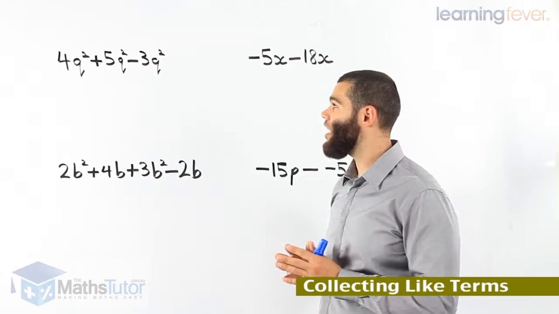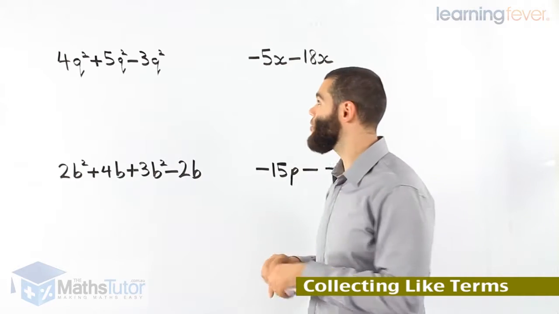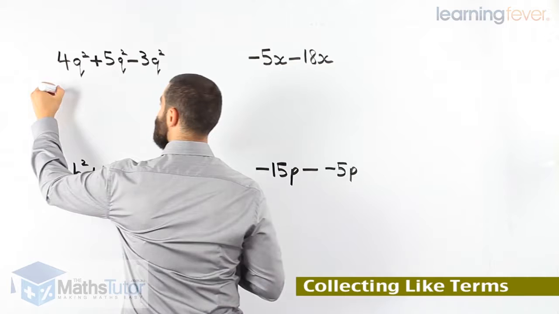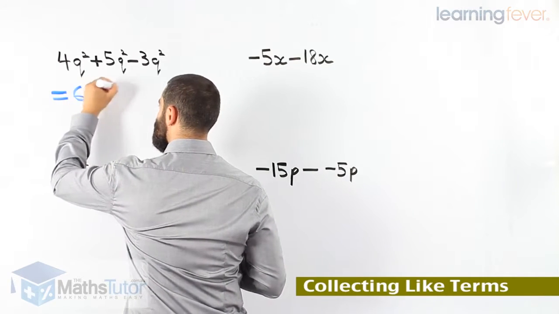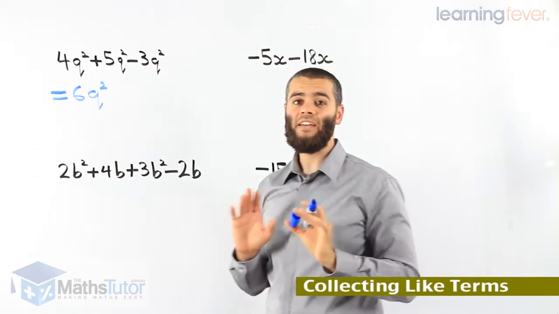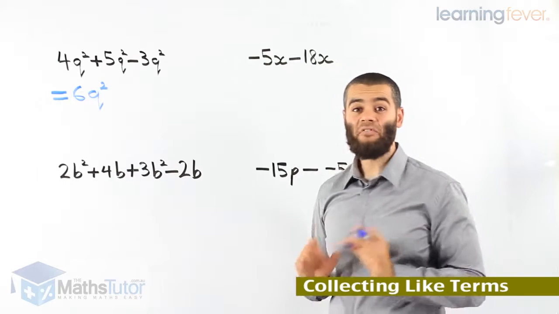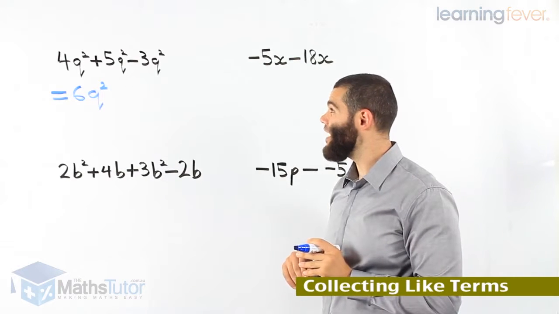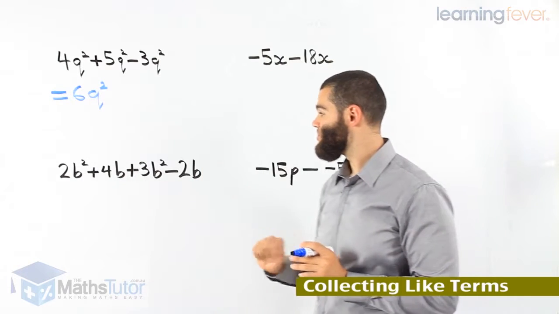4q squared plus 5q squared. 4 plus 5 is 9. 9 take away 3, 6q squared. Very important not to forget the squared. We have to write the pronumeral the same way it appears in the question. So 4q squared plus 5q squared is 9. 9 take away 3, 6q squared.